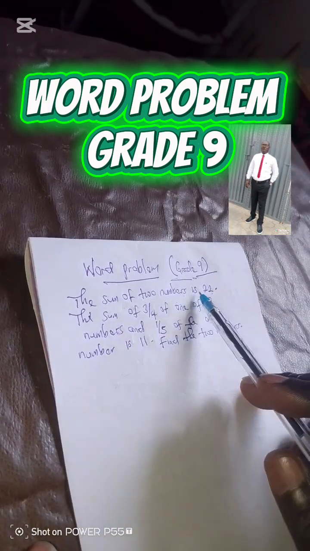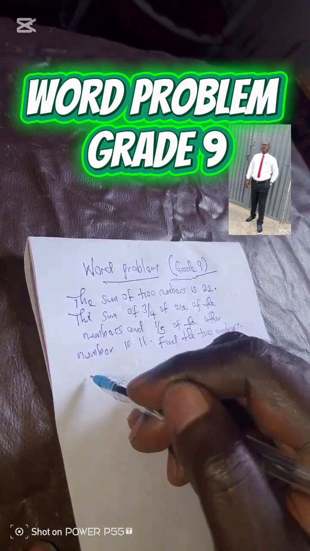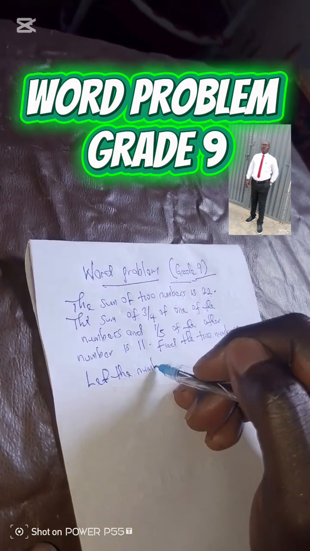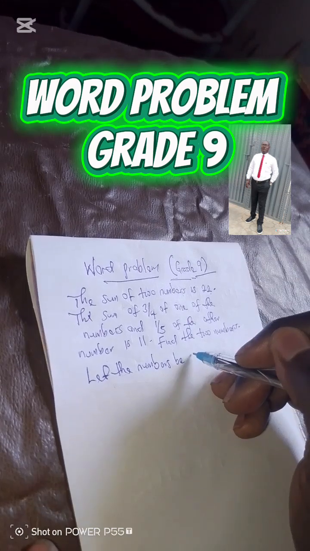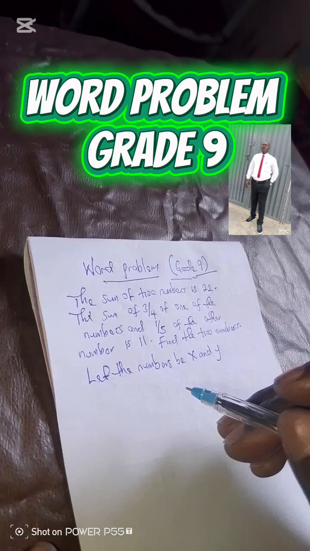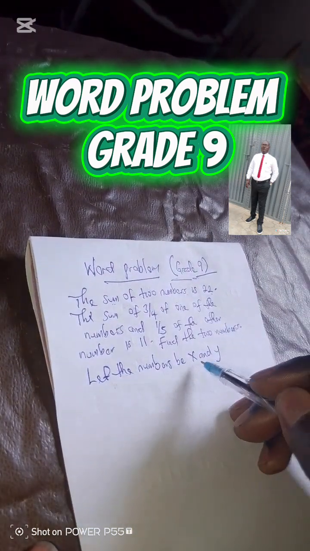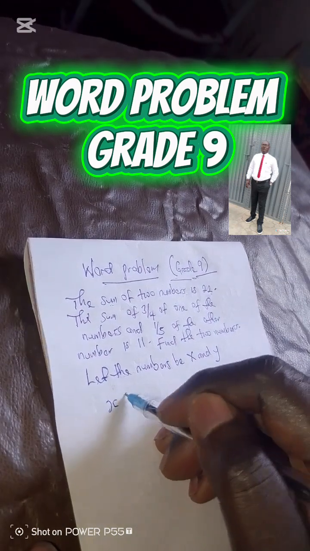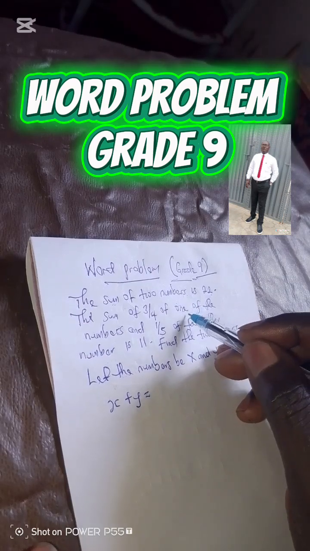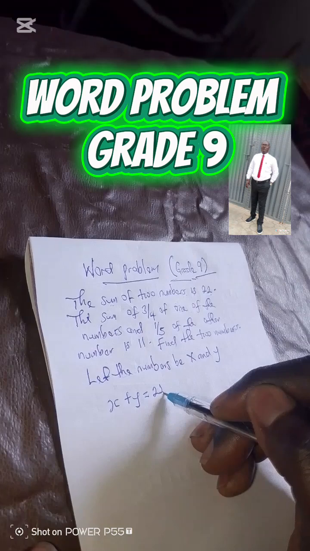Now, there's a sum of two numbers. Let's assume that we don't know the numbers. Let's represent the two numbers. We say let the numbers be x and y. Now, they said sum. Sum means to add the two numbers together. So it will be x plus y. It equals what? Is here stands for equals to. And they said if we add the two together, it gives us 22.